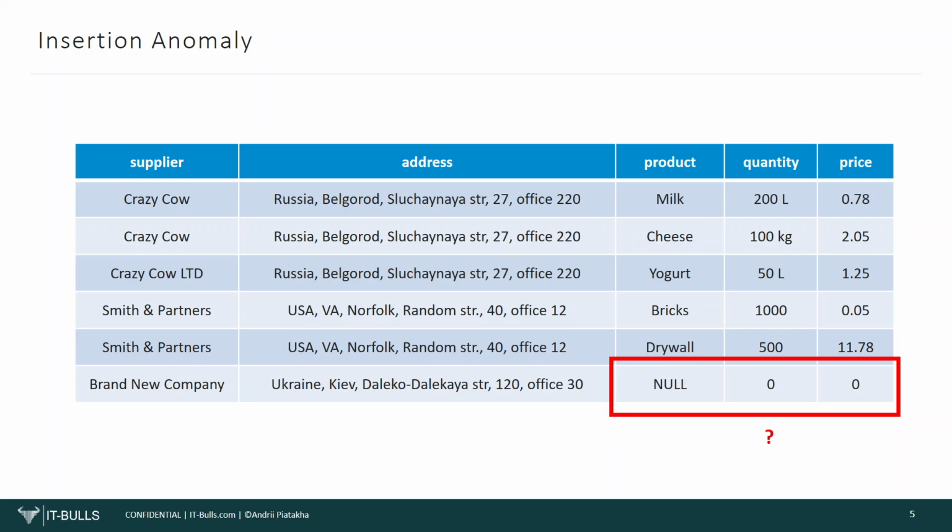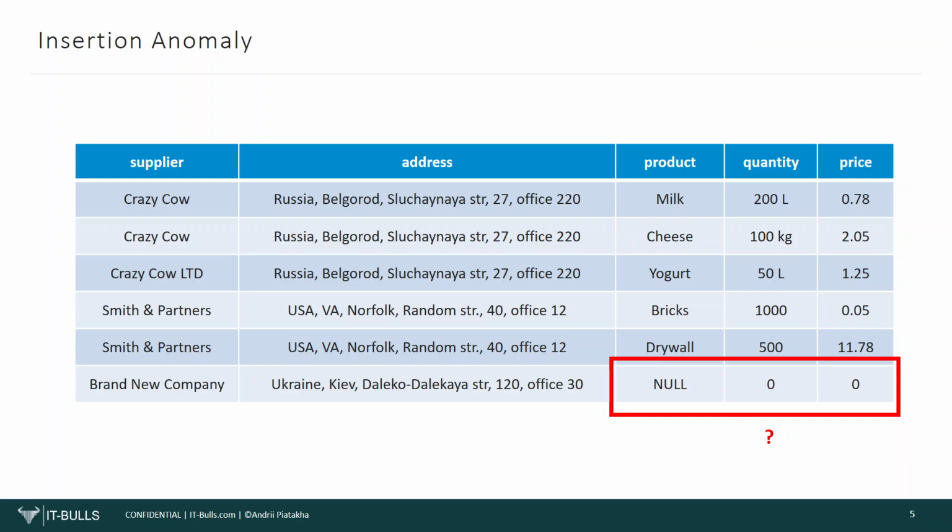The first anomaly that we are going to learn is insertion anomaly. Imagine that we need to add a new supplier. We know its name, we know its address, but we know neither the products that it produces nor prices for these products. We just started cooperation with them. Our company has just been registered. What should I put in the product, quantity, and price columns? I have to put empty or false data. In this case, I have to paste either null or zero in different columns.